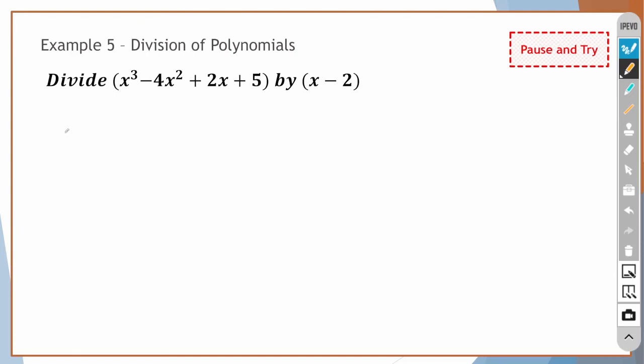So here we are with example 5. So we've got another division of polynomials here, and this time we're doing x cubed minus 4x squared plus 2x plus 5 divided by x minus 2. So we're going to do this as a pause and try. So I'll give the video a pause and give this question a go.